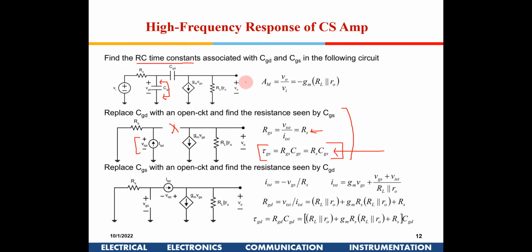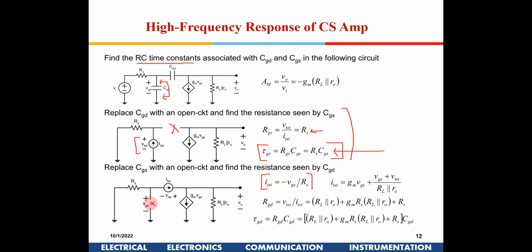Now I have to find what this capacitance does. What is it seeing? So I make this open circuit, and I put a voltage source out here. Now I can write I_test is equal to, first equation. This is the test current, minus VGS by RS, because this is VGS.